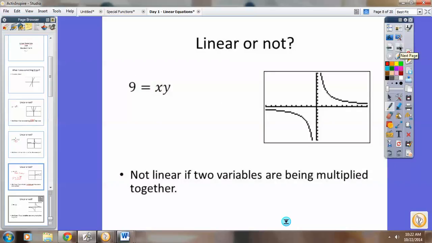How about this one? Is this a linear function? It's not. Again, you can clearly see it through the graph. Again, another rational graph here. What part of this is not linear? What makes the equation nonlinear? Jonathan. Right. If we're multiplying two variables as we are in that equation, it's not linear.